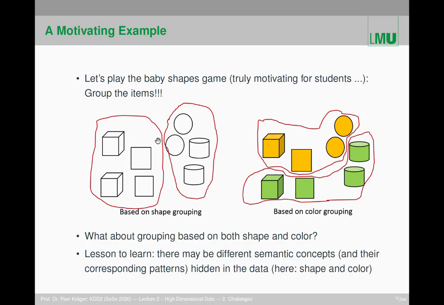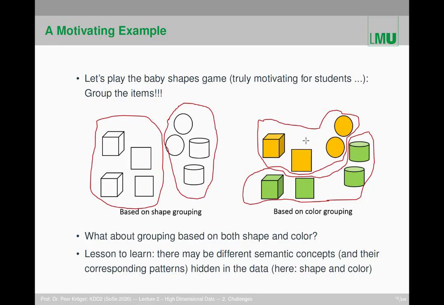So here is a grouping based obviously on the shape of the items. Here are the rectangular shapes, here are the more spherical shapes. While here you consider not the shape of the items, but the color of the items, and then you end up in a completely different grouping than here on the left hand side. So here are the green items, and here are the orange items.